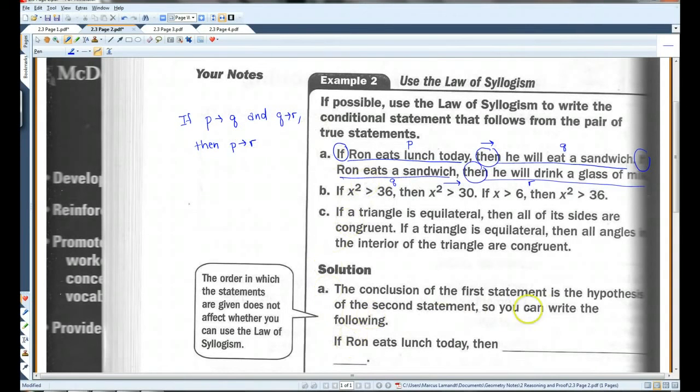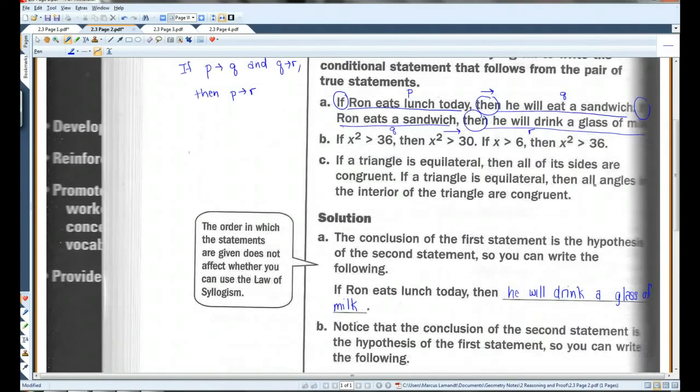Okay, so the conclusion of the first statement is the hypothesis of the second statement. So you can write the following: if Ron eats lunch today, that's our P, then he will drink a glass of milk. That's our R. Okay?